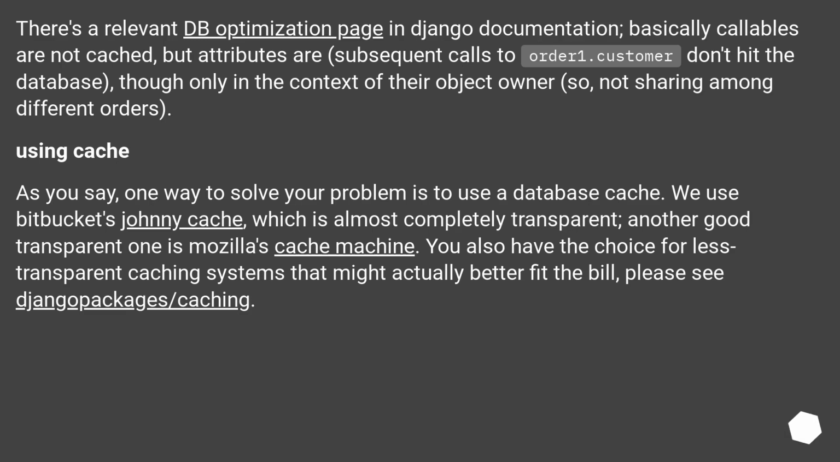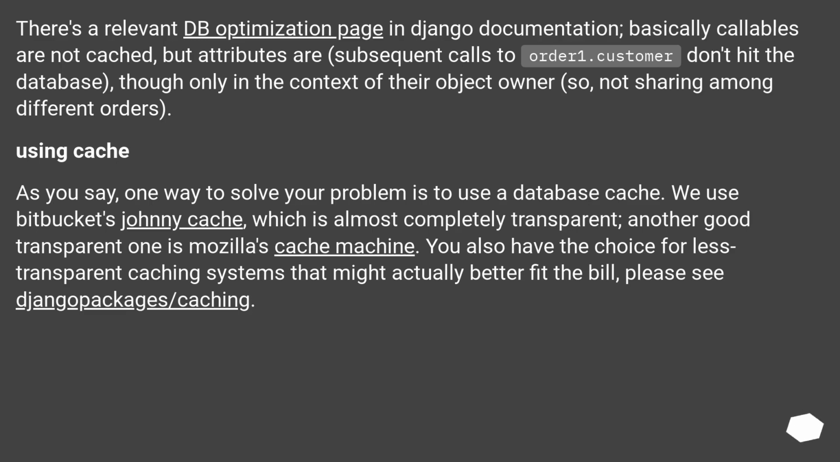David Kramer's Django ID Mapper is one attempt to do this. There's a relevant DB optimization page in the Django documentation. Basically, callables are not cached, but attributes are. Subsequent calls to order1.customer don't hit the database, though only in the context of their object owner, so not sharing among different orders. Using cache.